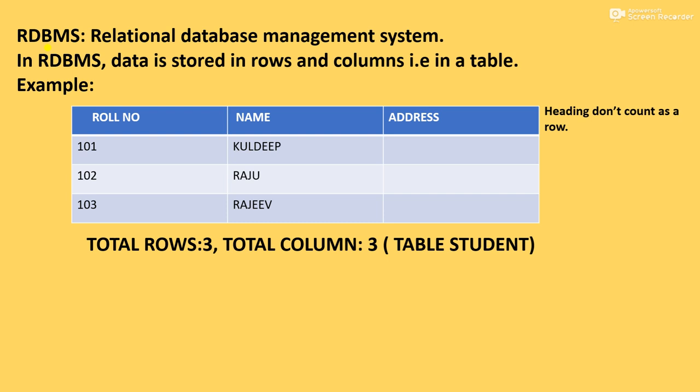Now in this, data is stored in the form of rows and columns. Students, you can see in this we have a total number of rows, that is 3. Roll number, name and address will not be counted. You can imagine this as a header. A heading doesn't count as a row. Now first, second, third, 3 rows are there and we have 3 columns. So this is the relational database management we have started. I hope rows and columns you have understood.